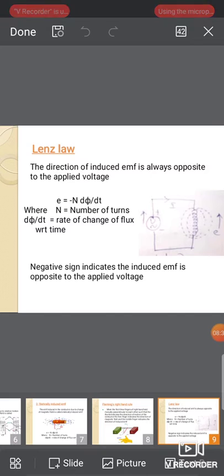The direction of induced EMF is opposite to the applied voltage, and it is given by E equal to minus n d phi by dt, where n equal to number of turns and d phi by dt equal to rate of change of flux with respect to time. The negative sign indicates the induced EMF is opposite to the applied voltage.